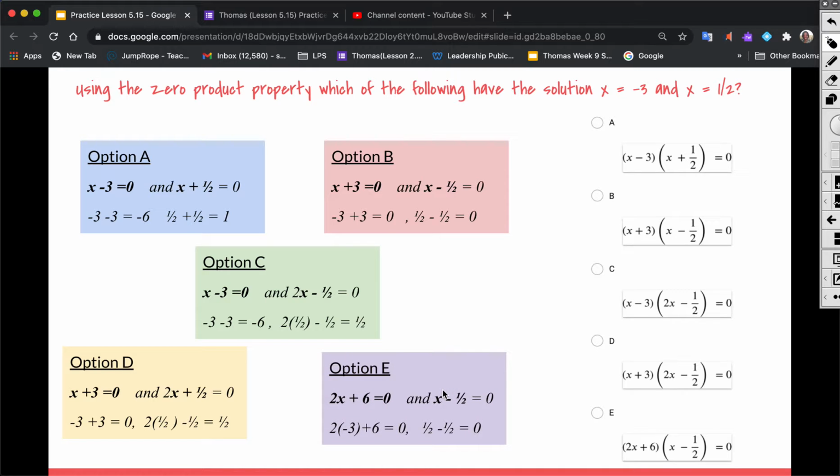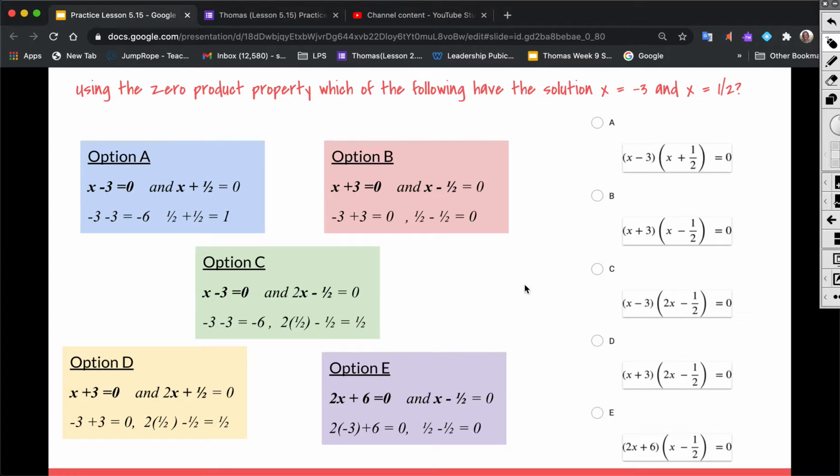And if I check out option E, the first factor is 2 times x plus 6, and the second factor is x minus 1/2, each equal to 0. And the idea is I want both of the factors to be equal to 0. So if I replace x with negative 3, that's going to give me 2 times negative 3, that's negative 6. Negative 6 plus 6 is equal to 0. And if I replace x with 1/2, 1/2 minus 1/2 is equal to 0.